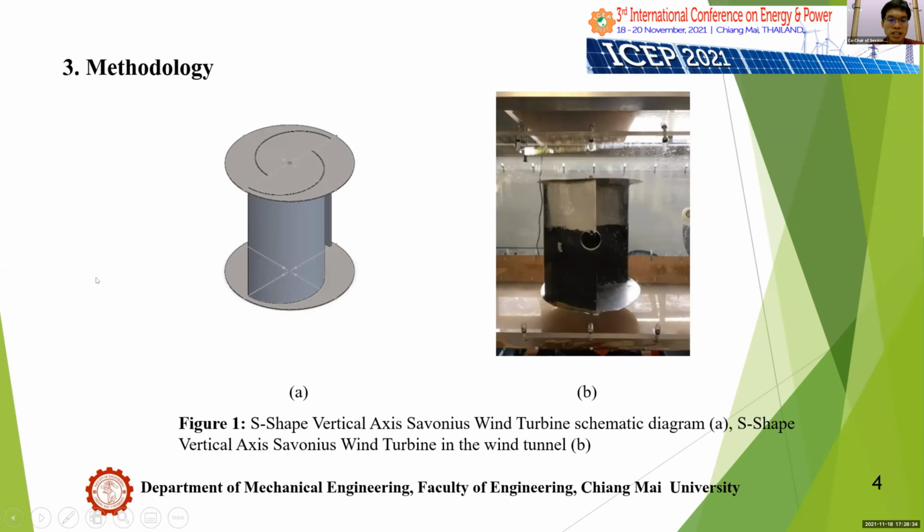For the methodology, we use an S-shaped vertical axis Savonius wind turbine. A is the diagram we drew on the computer. B is the real one. We put the wind turbine in the wind tunnel. The wind tunnel test section is around 50 centimeters wide and 50 centimeters high, which is quite small. This is the wind turbine. We use aluminum to build the S-shaped wind turbine.